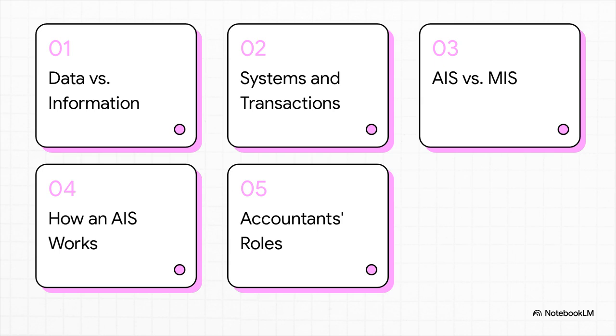We'll start with the absolute basics. What's the difference between data and information? Then we'll get into the systems themselves, compare the two big types, AIS and MIS, look at how they actually work, and finally, wrap up with the super important role that accountants play in all of this.